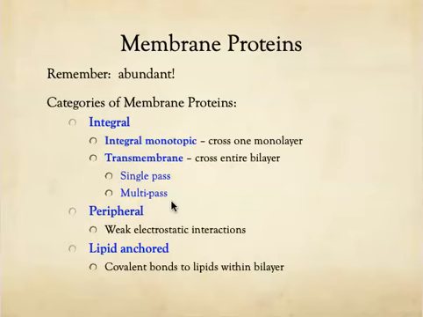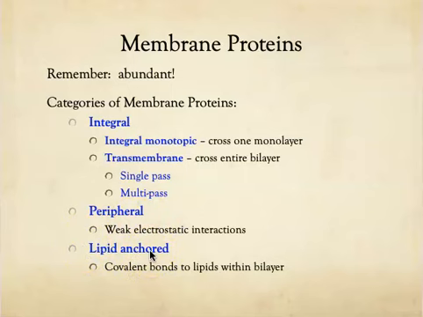Now, a peripheral protein is a protein that does not penetrate into the tail section. It stays in the area of the heads. Now, some peripheral proteins will sit in and among the heads of the outer monolayer, and some will sit in and among the heads of the inner monolayer. Those are peripheral proteins. There's one other category, and that's what are called lipid-anchored protein.